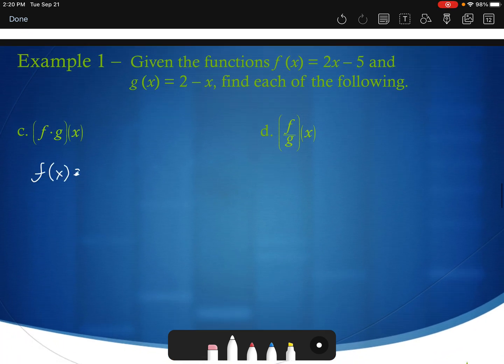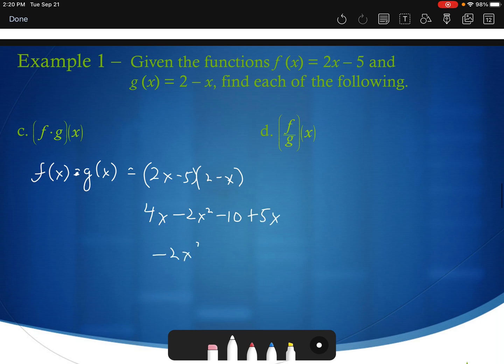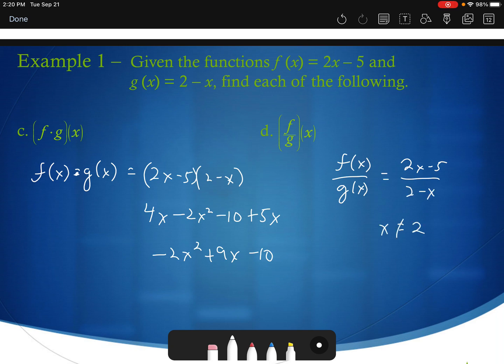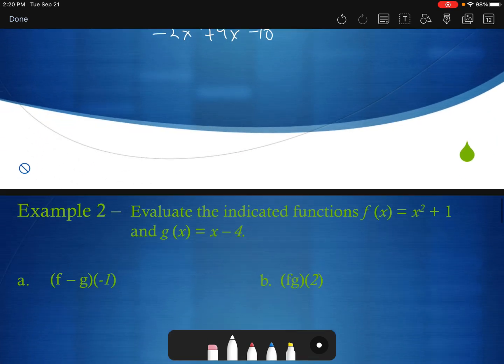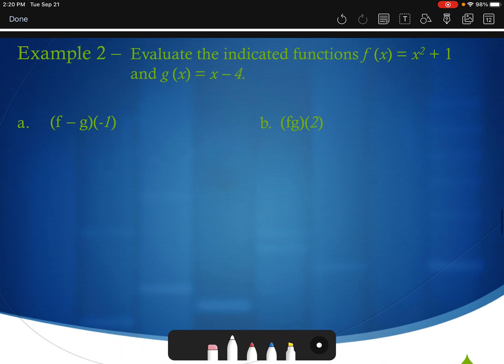f times g is exactly what you think it is. Multiply the two functions. So this is going to be a FOIL problem. 4x minus 2x squared minus 10 plus 5x. So negative 2x squared plus 9x minus 10. And then f of x divided by g of x is simply 2x minus 5 divided by 2 minus x, where x cannot be 2. So that's just using arithmetic combinations.